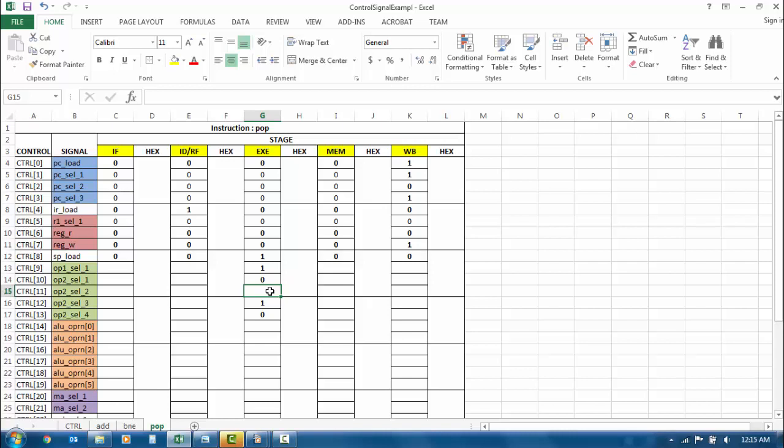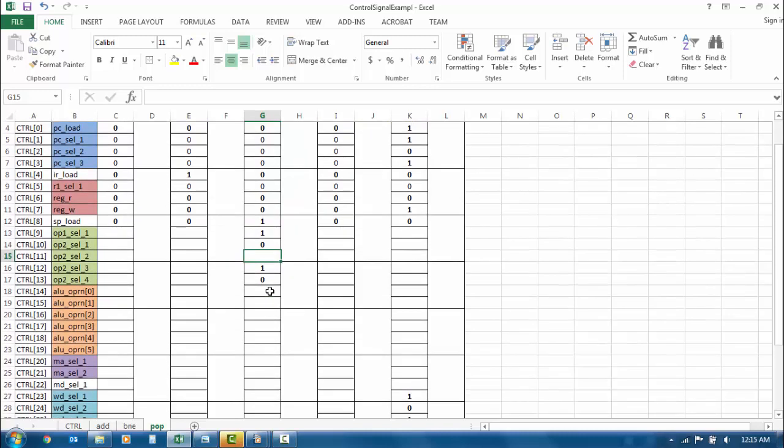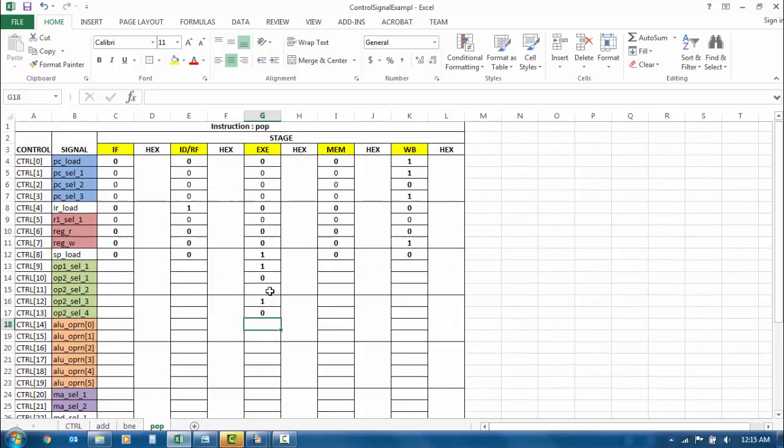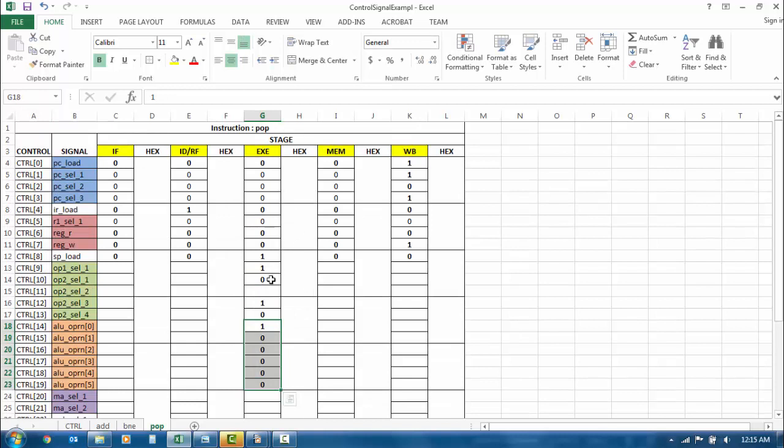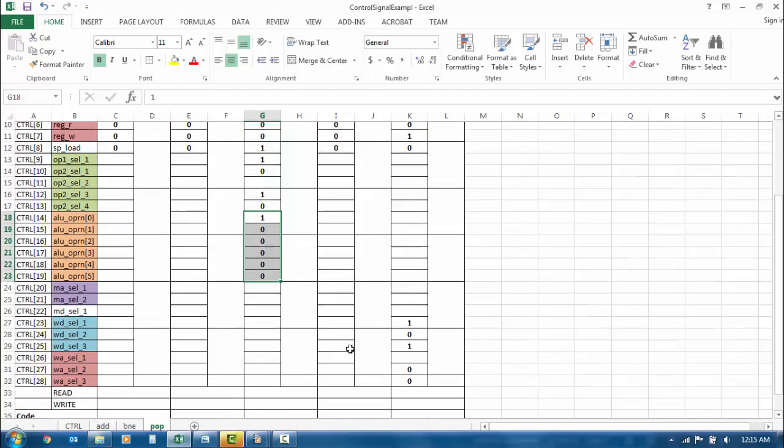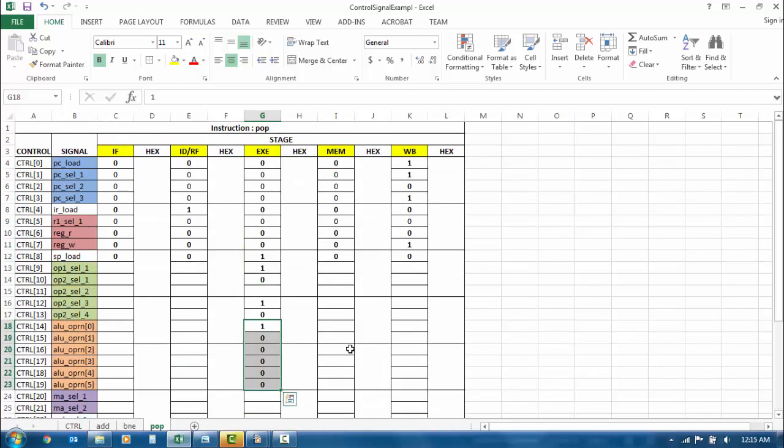Now, we also want to make sure the ALU is in addition mode. On the exe phase, the ALU is on addition, which is code 1, just like the add operation, 0 0 0 0 0. This is a must, and at that point we are also updating the stack pointer with the stack pointer plus 1 at that phase. Now what happens?